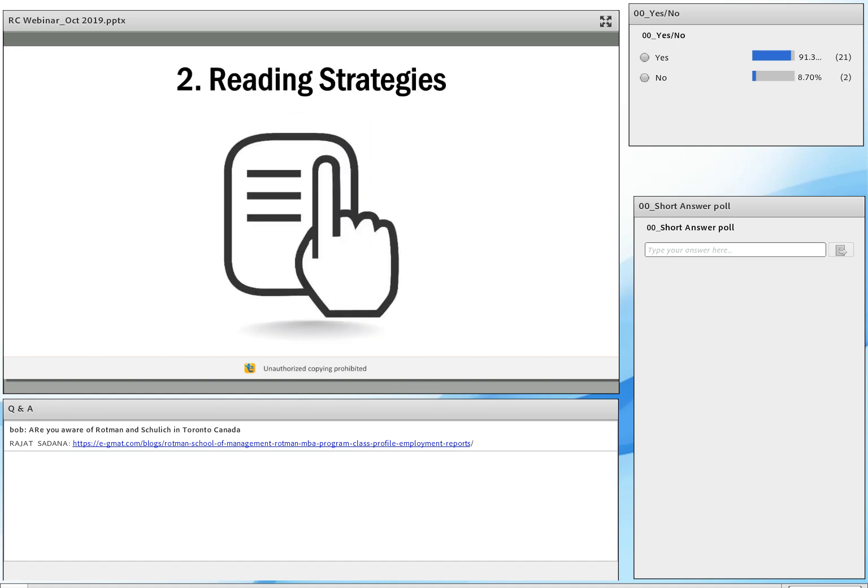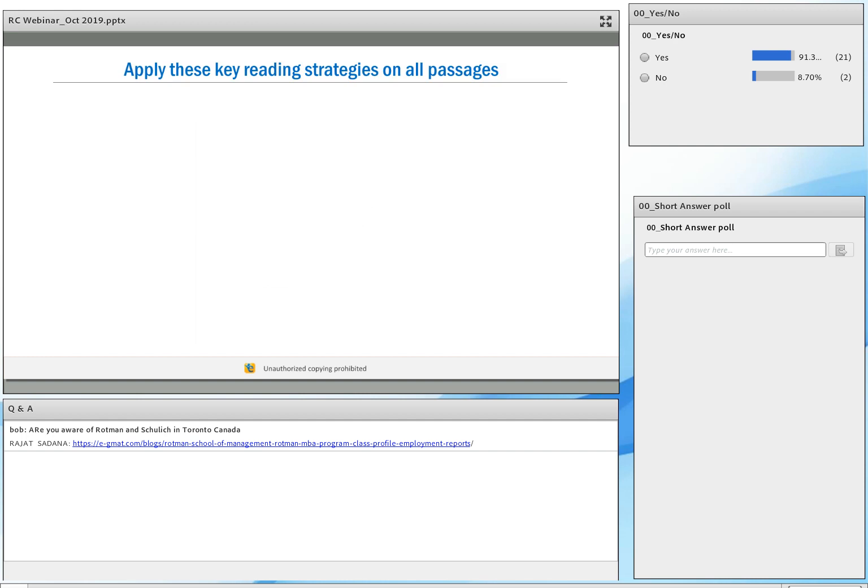Now, the second thing is, once you are immersed in the passage, we talk about the reading strategies. And there are 3 key reading strategies that we talk about. These strategies are actually pretty similar to one another. They're just applied on different lengths, on different parts of the passage. And let me tell you what these are.